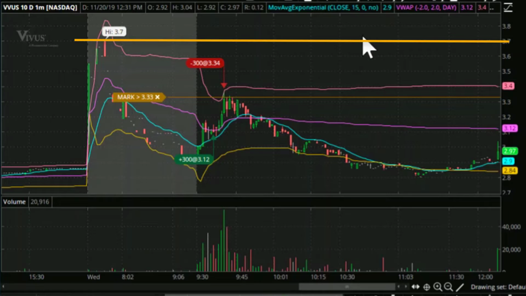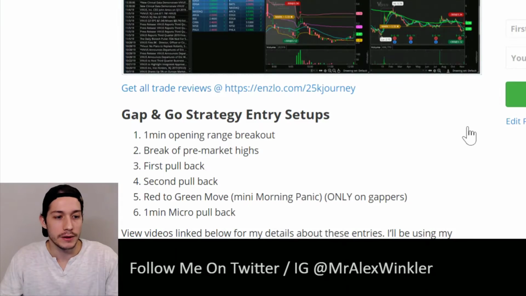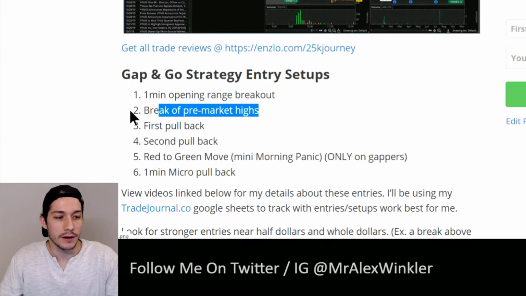So you could enter on the breakout of that, and I typically don't trade direct breakouts, so I probably wouldn't be entering there. But if we broke out with big volume, what I would personally look to do is look for a little consolidation back to 3.7, and I'll go ahead and enter there. So that would be a really, really nice break of pre-market highs on a pullback.